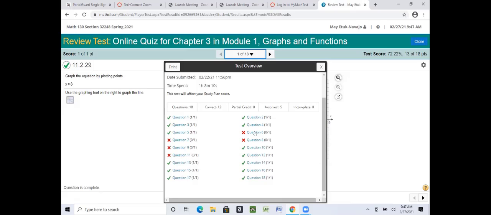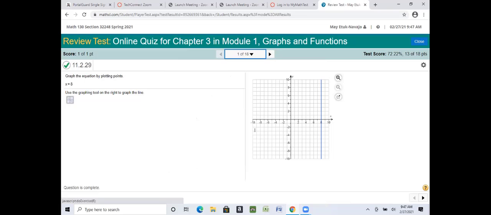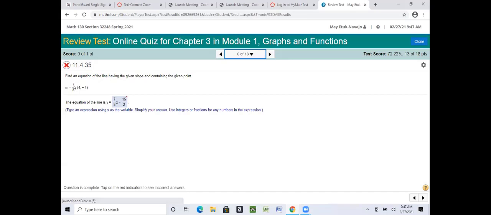Next to each of those, when you click on each problem, you can see the reference number. Problem number 6 that you did wrong. And again, I showed this earlier, what the correct answer is supposed to be and what you posted. You want to write this reference number. Write 11.4.35 next to problem number 6, please, on your note.